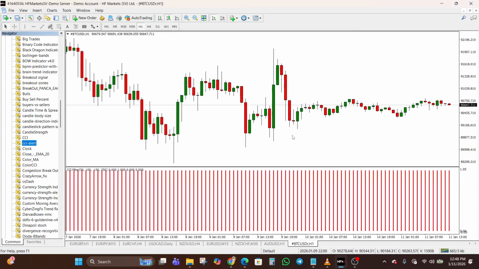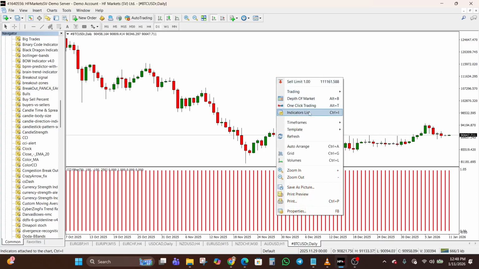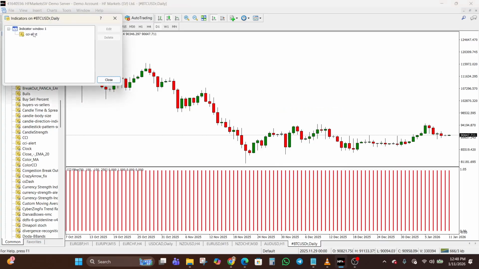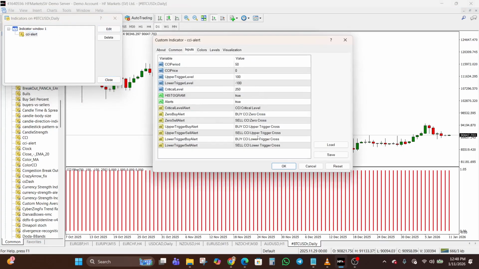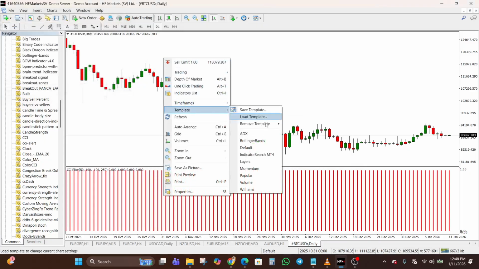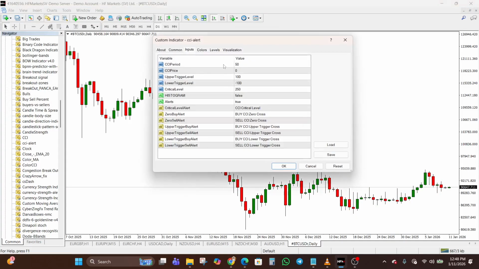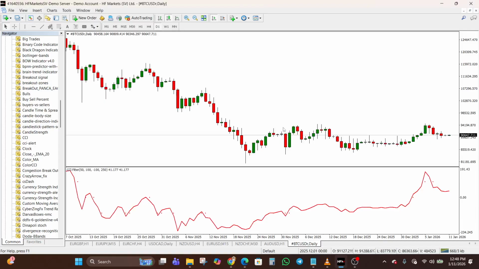So if you are the kind of trader seeking momentum based signals, then the CCI indicator could be a valuable addition for you to your trading toolkit. Okay, could be a valuable addition.